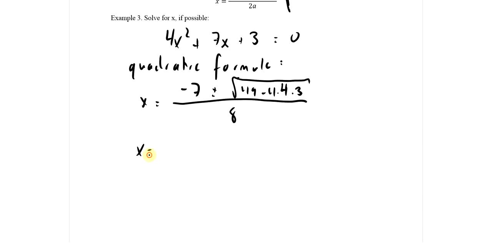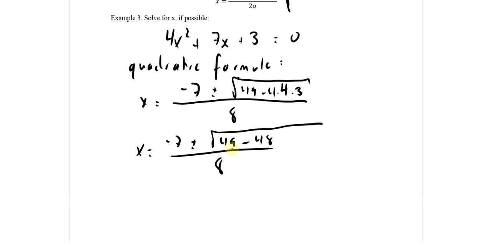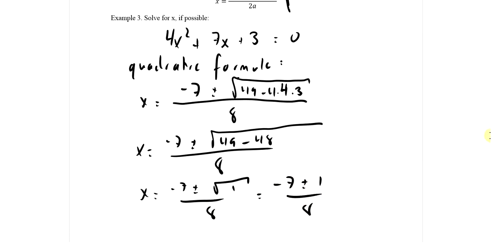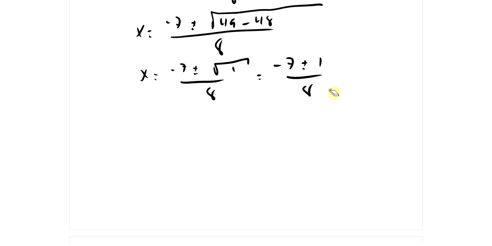So, x equals negative 7 plus or minus the square root of 49 minus, well, 4 times 3 is 12, times another 4 is 48, all over 2a, which is 8. So x equals minus 7 plus or minus the square root of 1 over 8, which is minus 7 plus or minus 1 over 8. And we'll make that 8 look a little bit more like an 8 and less like a little shapeless blob.